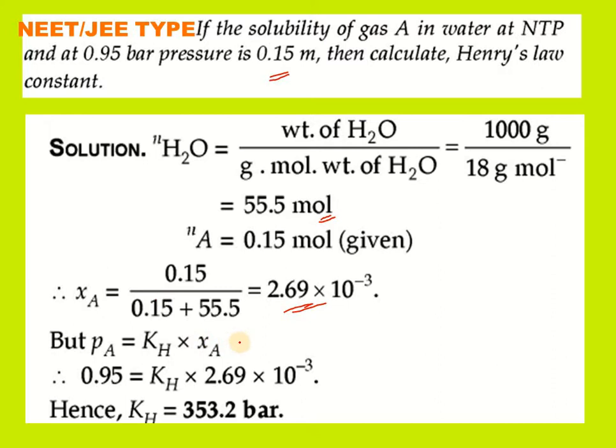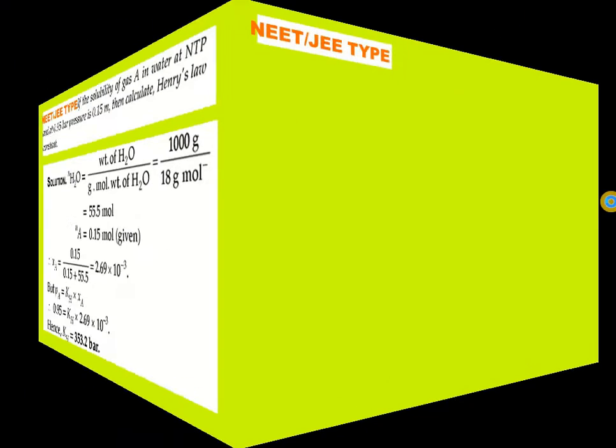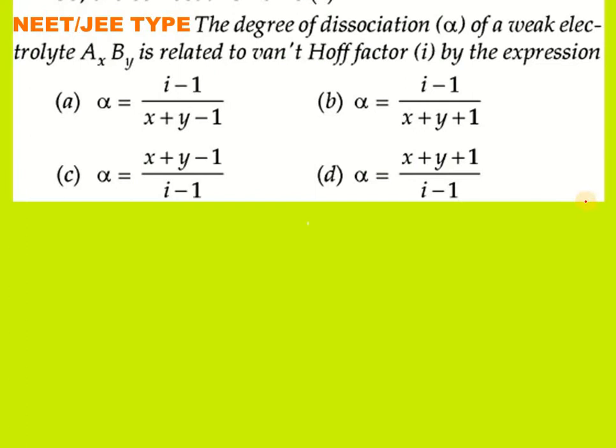So this mole fraction is substituted in Henry's formula. Partial pressure is equal to Kh into Xa. In that you substitute the value of partial pressure given in the problem as 0.95. And upon simplification we got the Kh value as 353.2. So this is the answer for this question, that is Henry's constant value. Let's see the next question.